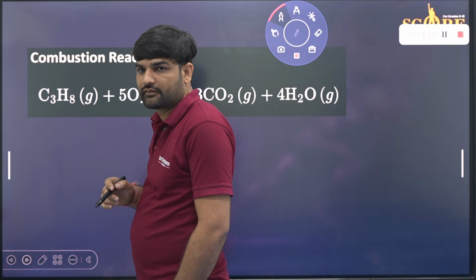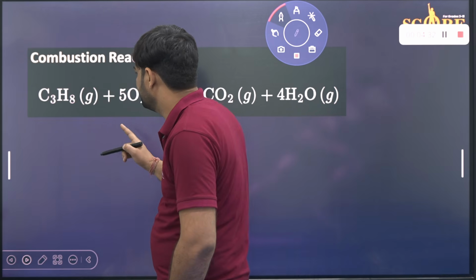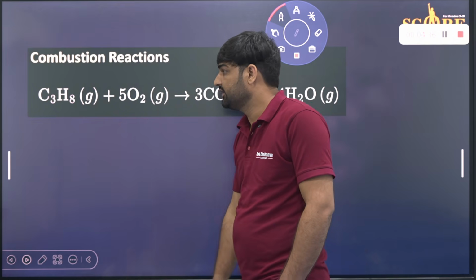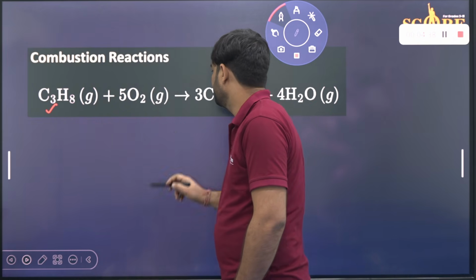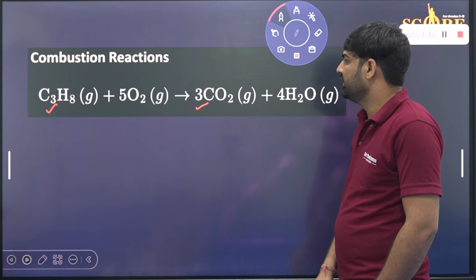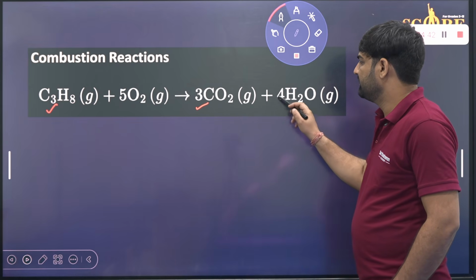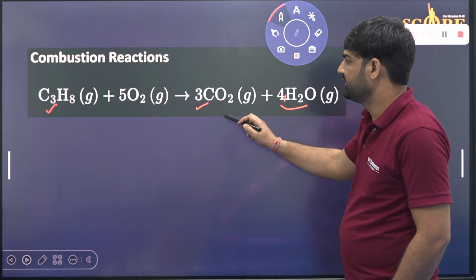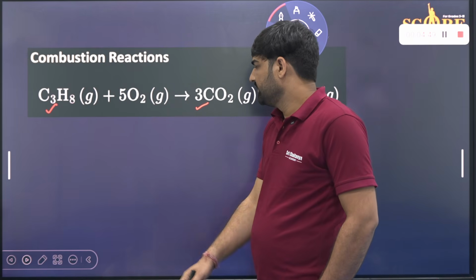If you want to balance a combustion reaction, first of all you have to balance carbon. Carbon is 3, so this is 3. Then hydrogen is 8, so we have to write 4. Then oxygen is 4 and 6, so this will be 5.